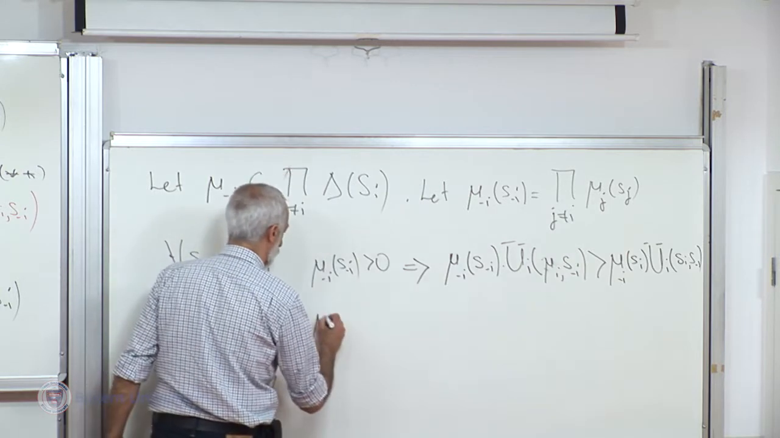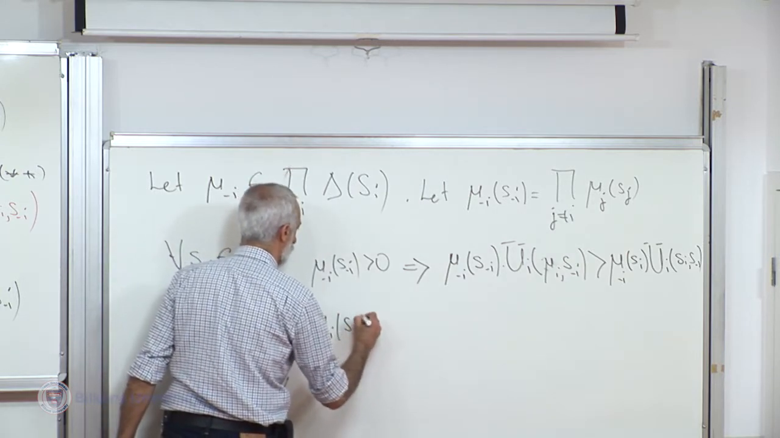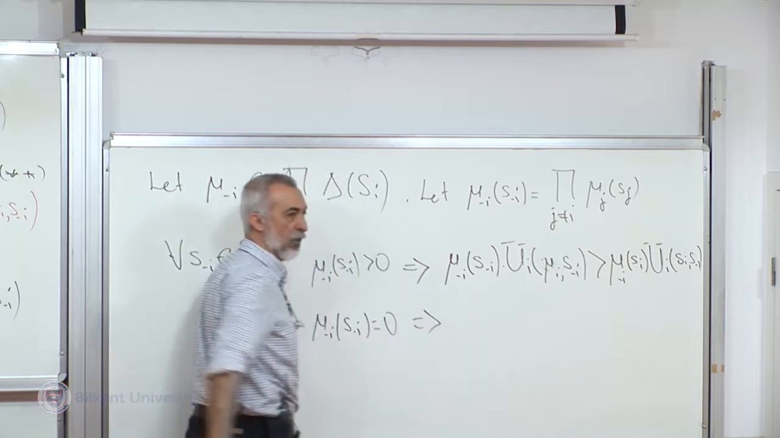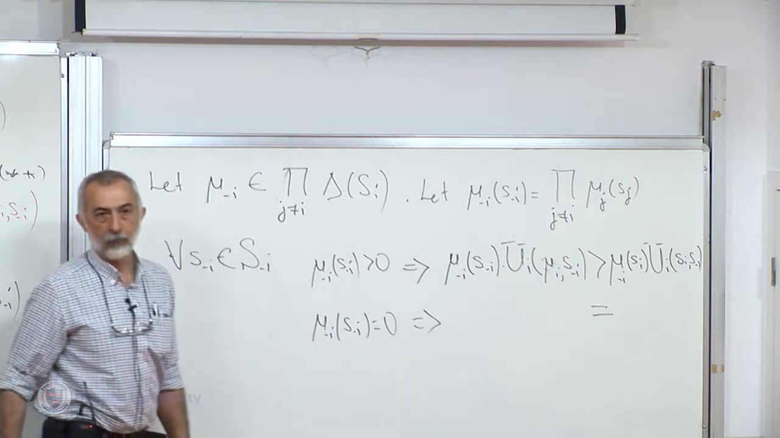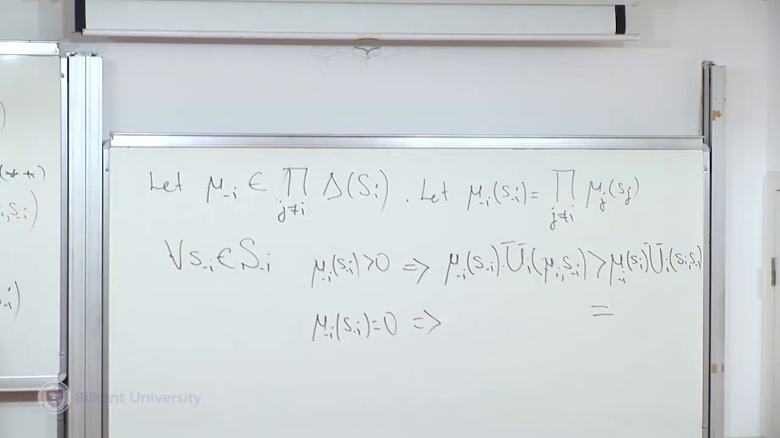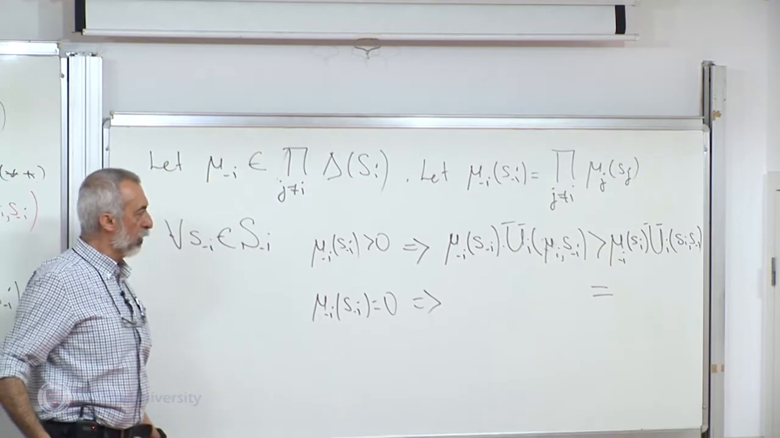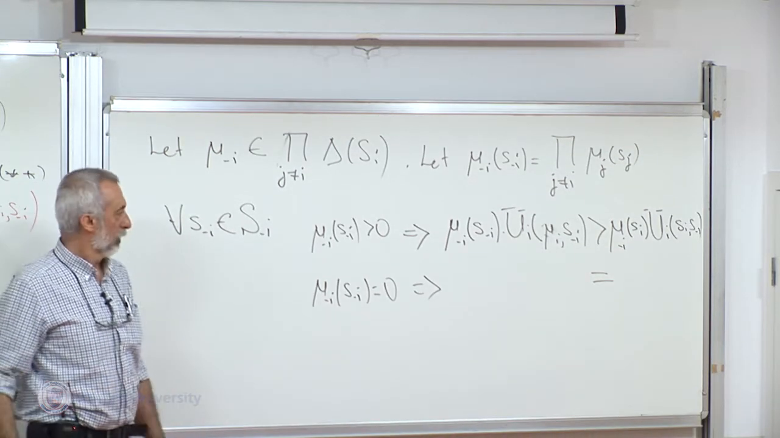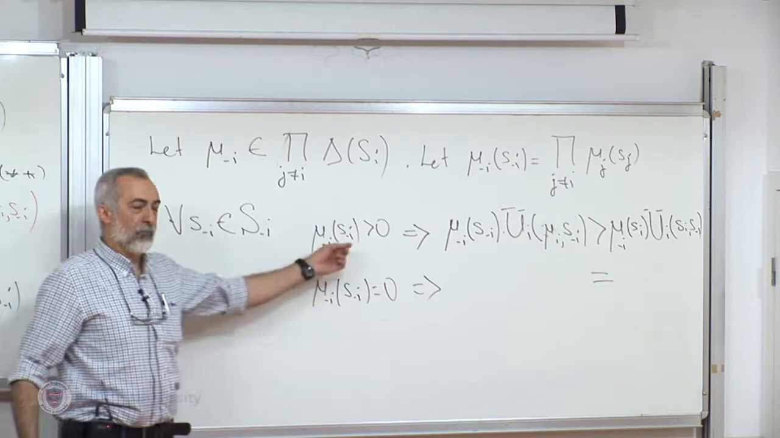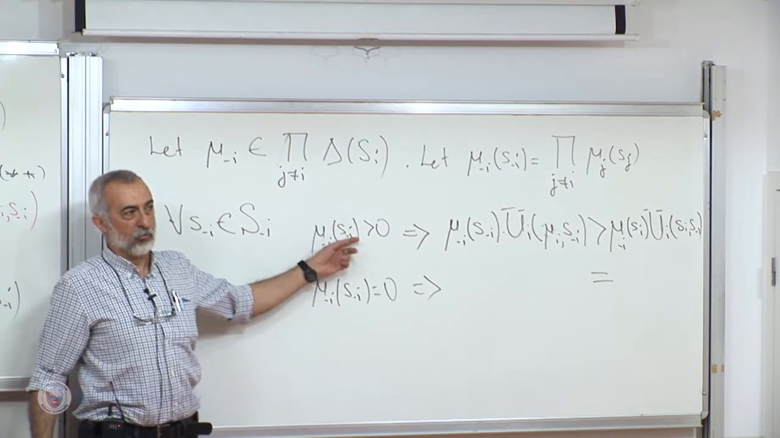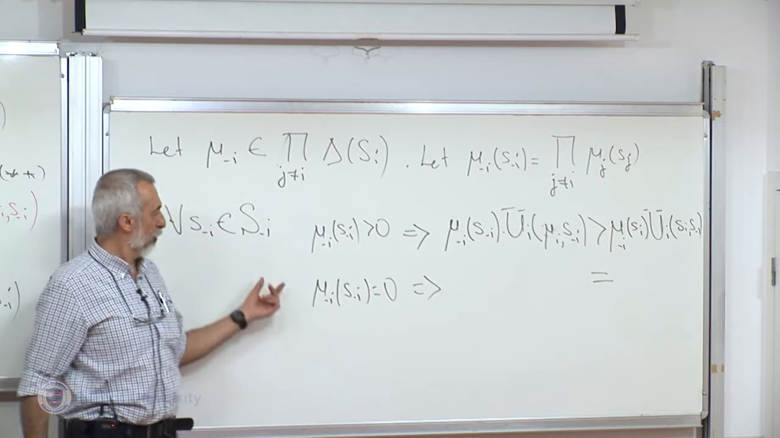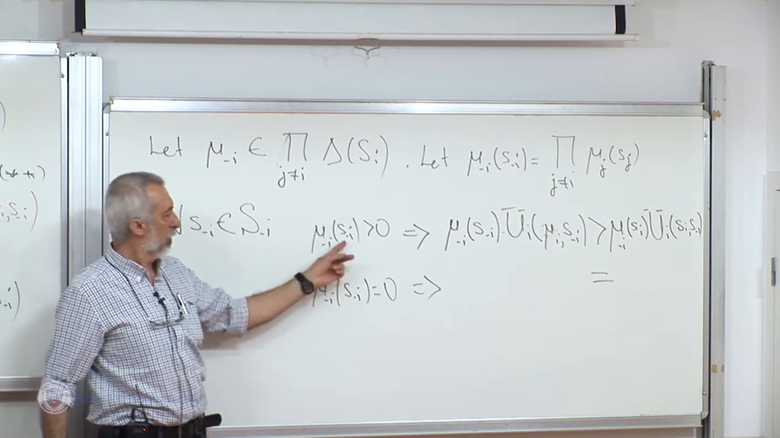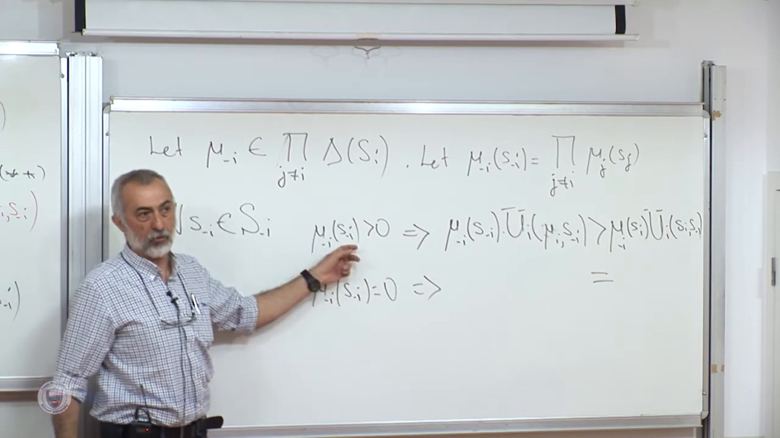If mu minus I, S minus I is equal to 0, then what do we have? Then we have equality. If we sum over S minus I, then we will have strict inequality. How do we know that's going to be strict inequality? Because we know that at least one of them is greater. Exactly. The opponent is going to play at least one strategy profile. So for at least one strategy profile, we have to have this condition.